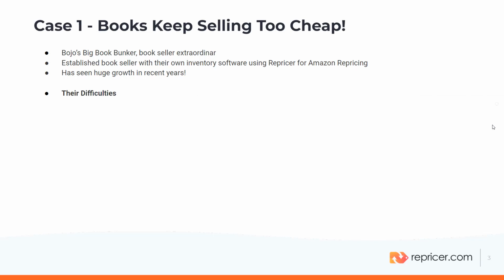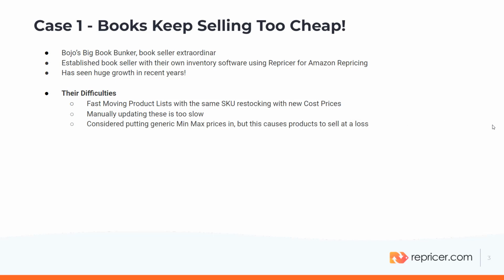The difficulty they're experiencing is that they have fast-moving products and they use the same SKU restocking of these products, but they are using new cost prices each time. They have been trying to manually update these, but the process is too slow, and instead have recently been using generic min-max prices instead of actual ones, but this sadly means that they sometimes sell at a loss.